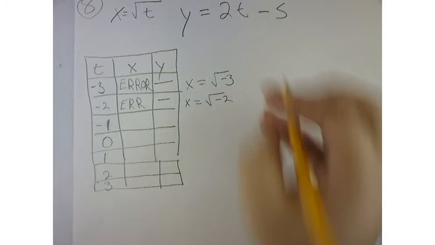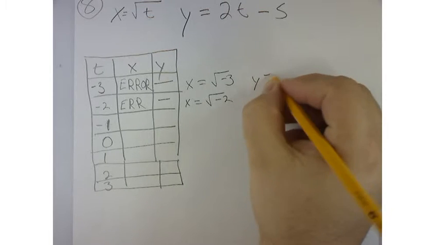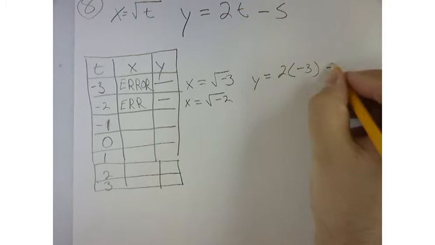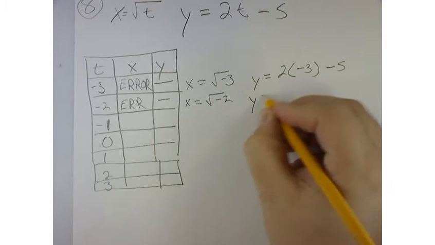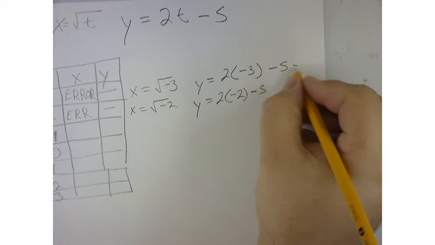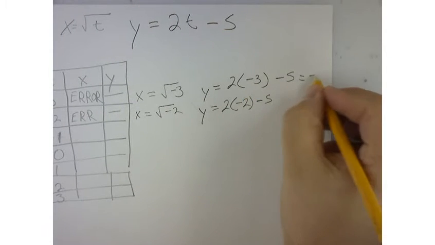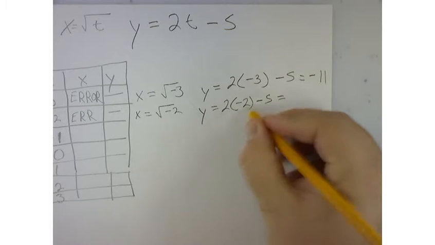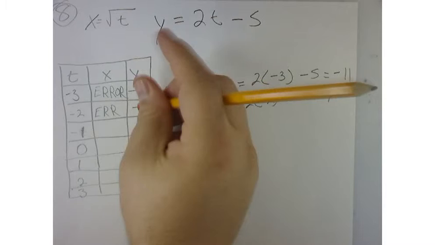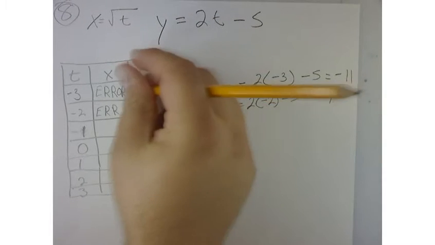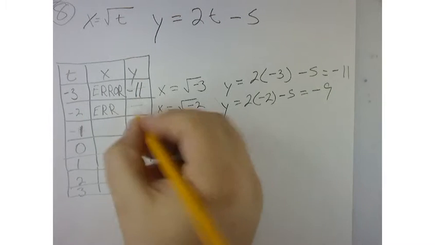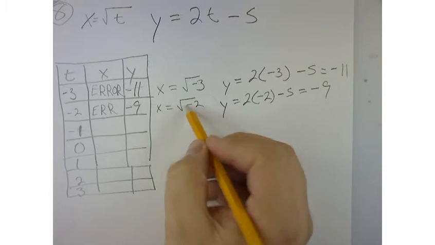I mean, I could get the y value, right? So if I were to plug in the y value, I would get 2 times -3 minus 5 here, and here I would get 2 times -2 minus 5. If we were to complete that, it'd be -6 minus 5, so this would be -11, and this would be -9, right? But the point doesn't really exist. So I guess I shouldn't leave that blank. Let's plug it in. We'll say -11 and -9, but I can't take the square root of a negative number.